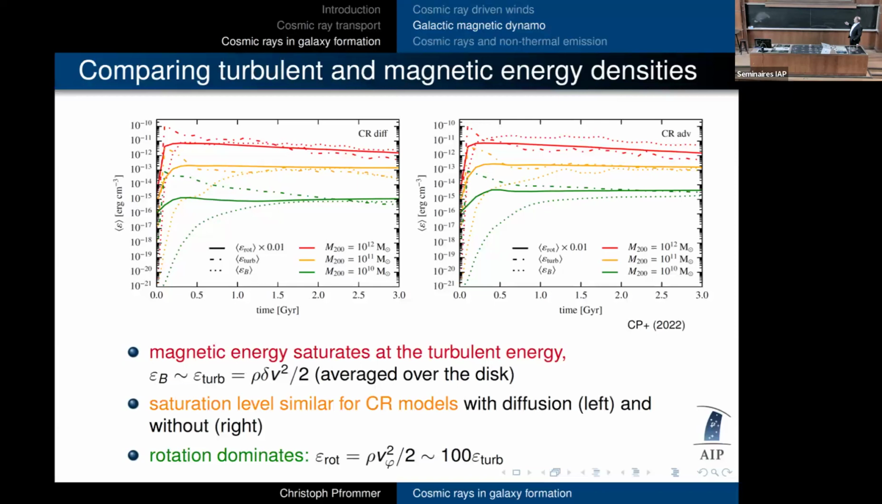Rotation, by the way, dominates. We have 100 times more energy in the rotation, but you need this sort of stretching and folding, and rotation simply stretches the field. It doesn't do any folding. So that's why you can't use the pure rotation energy to grow the magnetic field.